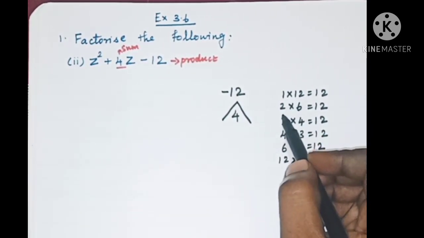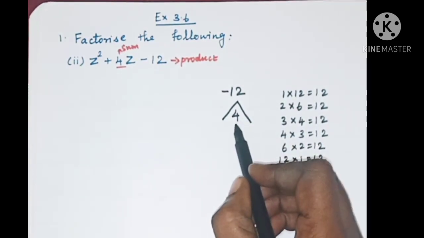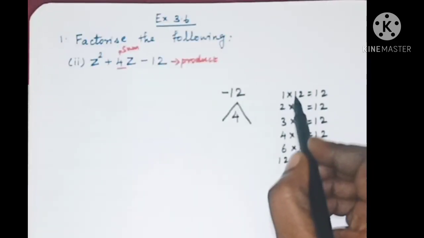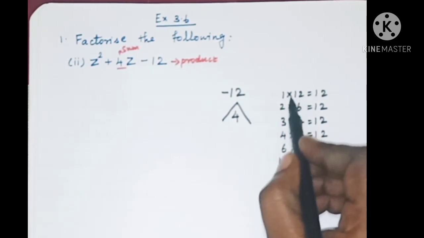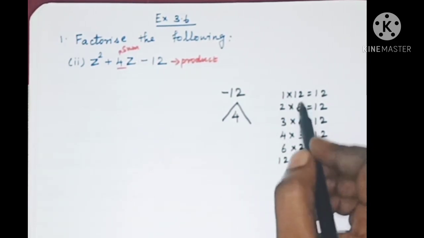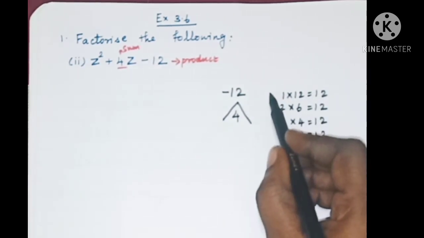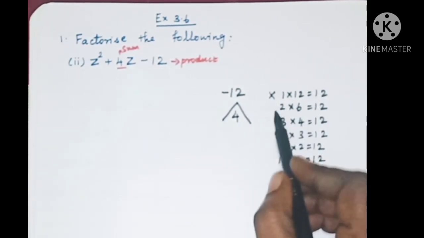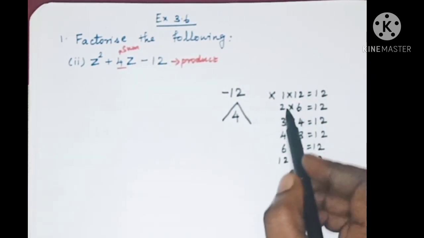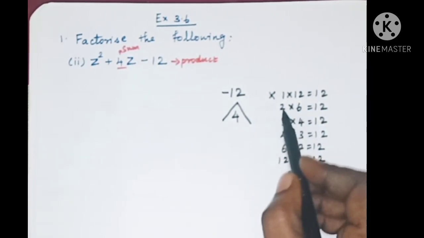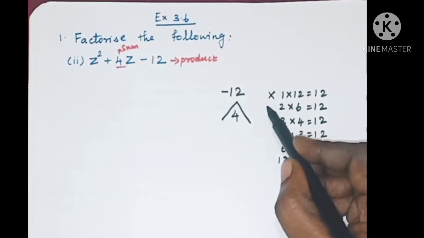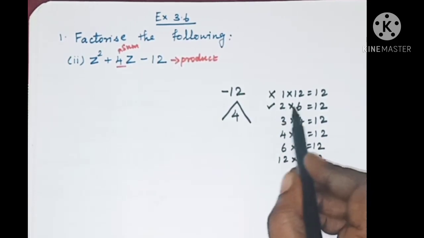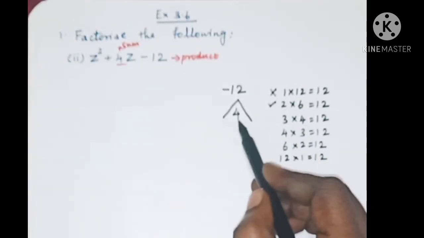If we add or subtract the two numbers, we should get 4. So 1 and 12: if we add these two numbers, we get 13. If we subtract 1 from 12, we get 11. So this is not the possibility. And then 2 and 6. 2 plus 6 is 8, but 6 minus 2 is what? 4. So this is the correct possibility, 2 and 6, because 2 sixes are 12 and 6 minus 2 is 4.